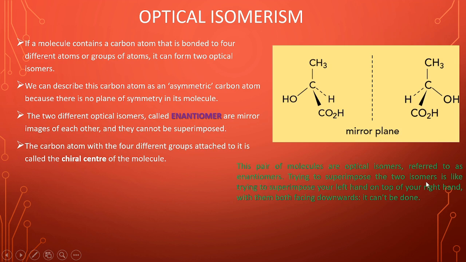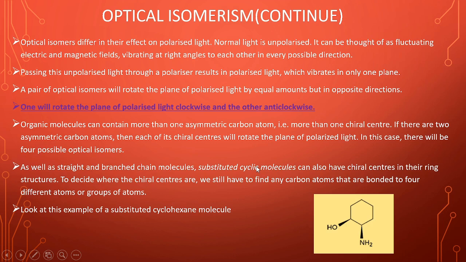Trying to superimpose the two isomers is like trying to superimpose your left hand on top of your right hand with them both facing downward. It cannot be done. And there should be a chiral carbon atom for optical isomerism. If there is no chiral carbon atom, then optical isomerism is not possible.